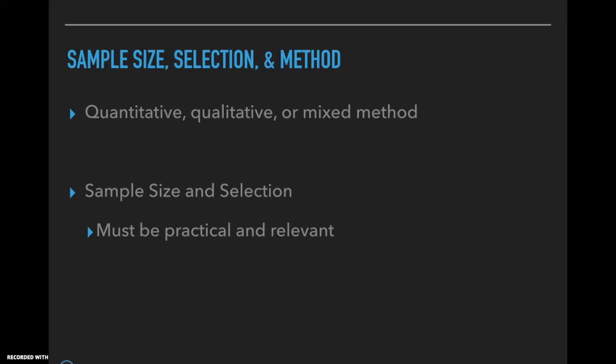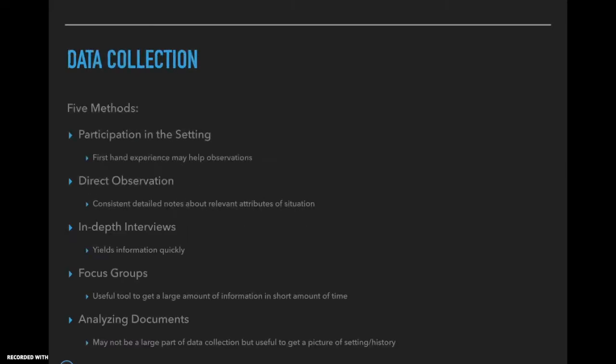So if you're trying to look at the effectiveness of something such as a new program, you're probably going to want to use a broader selection of participants. The participants should also be relevant to what is trying to be studied. They should have knowledge and experience in what is being researched. This is in order to provide the researcher with valid data. There are 5 different methods to collect data in a qualitative experiment.